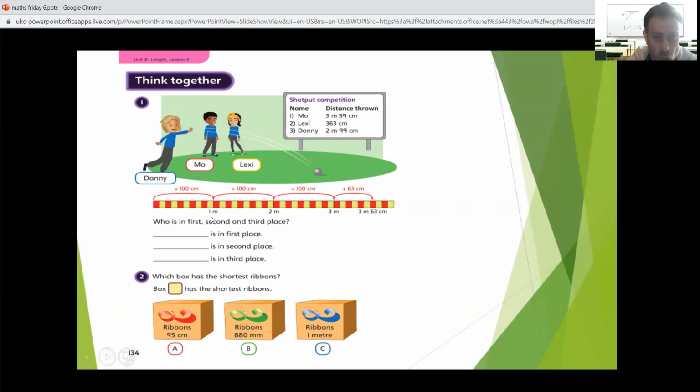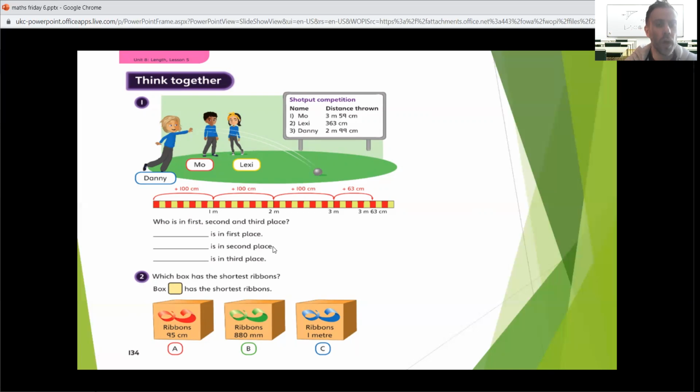All right, so let's have a little look. The question is, who is in 1st, 2nd, and 3rd place? They've done it there 1, 2, 3, but that isn't like 1st, 2nd, 3rd place. That's just the people who've thrown. What you need to do is put those people in order of who's in 1st place, 2nd place, 3rd place. Obviously, the 1st place person is going to be the person who's thrown the furthest, and then the next person, and then the least amount for the 3rd place person. I'll talk you through number 2 and then you can have a go at both of them.